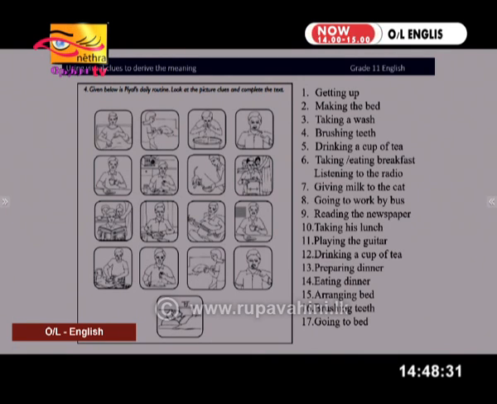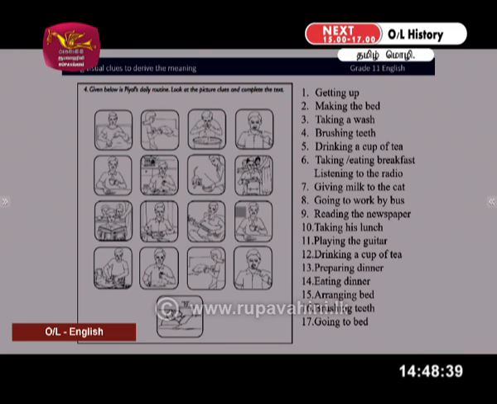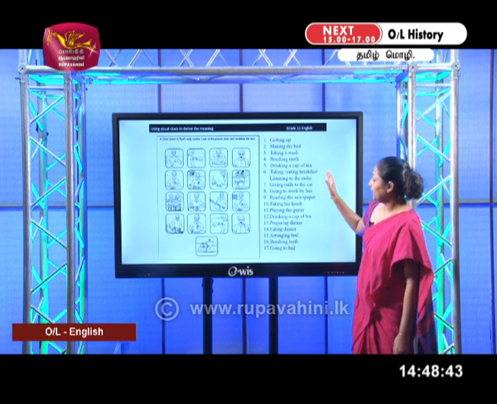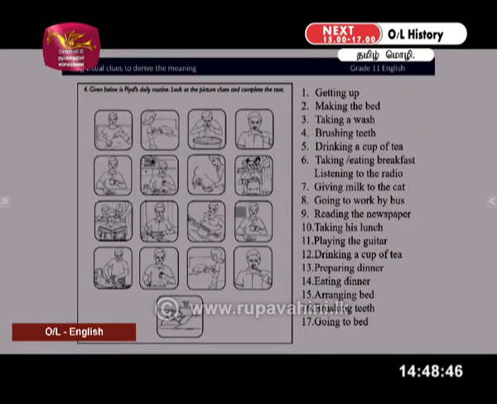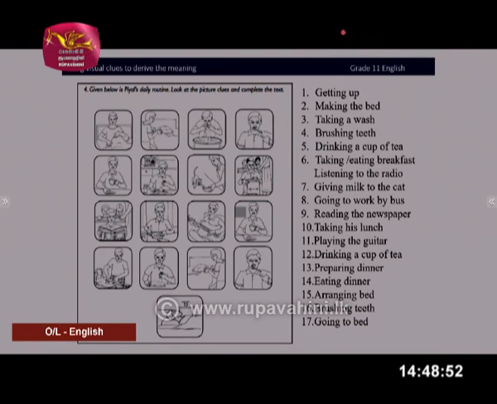Here we have some phrases to describe these pictures. You can read them carefully and check the list that you have written in your book. Getting up, making the bed, taking a wash, brushing teeth, drinking a cup of tea, taking or eating breakfast. Listening to the radio.